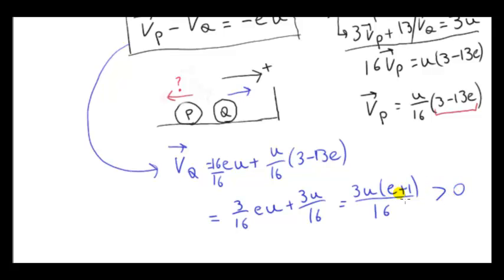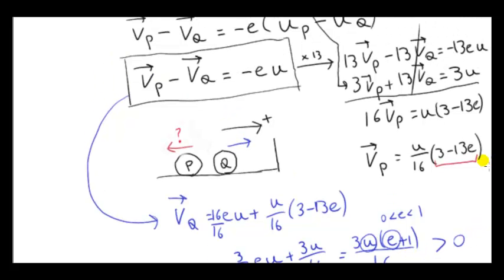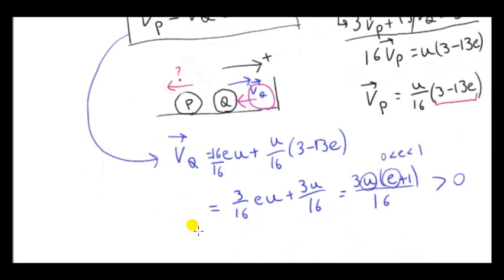Okay, so you can see clearly that this thing is always positive, no matter what E is. E is a positive number between 0 and 1. U, the speed, is a speed, and a speed is always positive. So this thing is always positive, and of course that makes sense. So Q is heading towards this wall. It's going to bounce off this wall, of course, and move left.